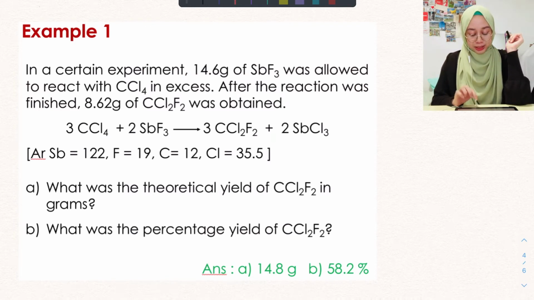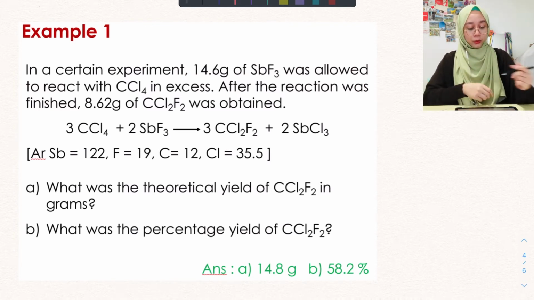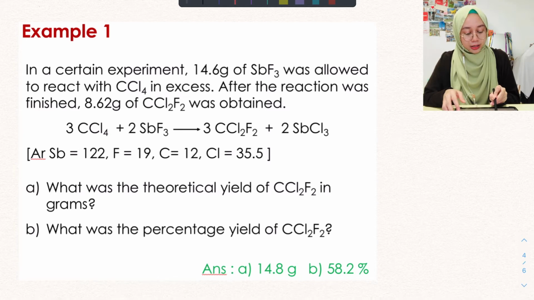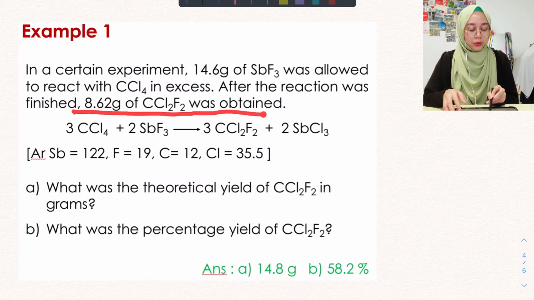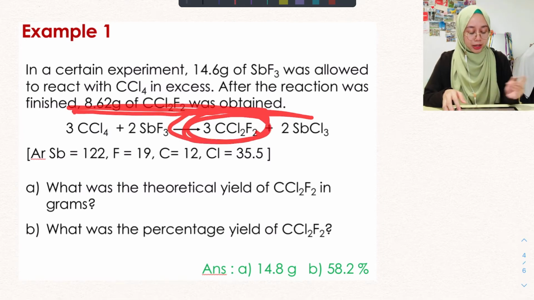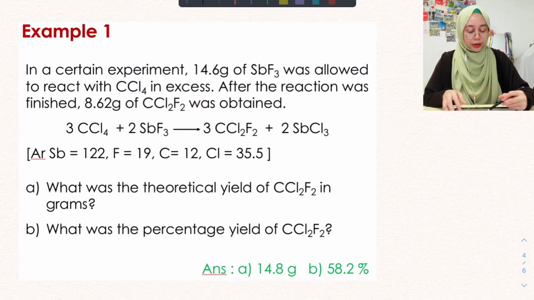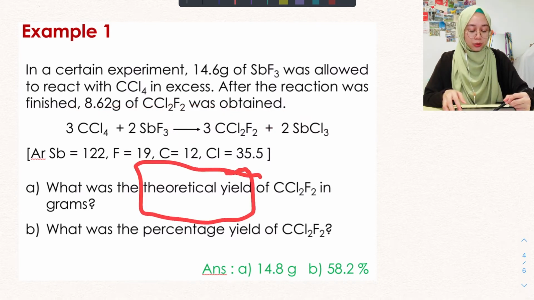Okay, so this is example 1. You are given that 14.6 gram of SbF3 reacts with CCl4 in excess. After the reaction, somehow you get 8.62 gram of CCl2F2 was obtained. CCl2F2 is at the product side. Then they ask what was the theoretical yield of the CCl2F2 in grams.